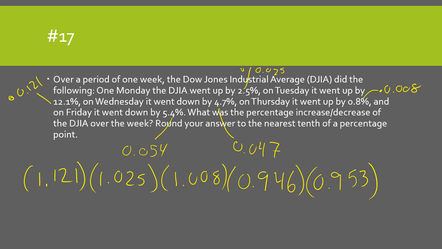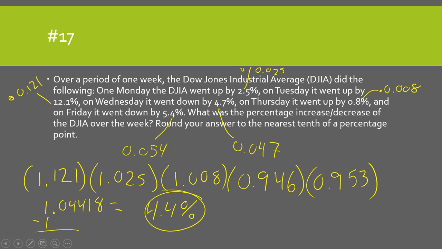And when you multiply those together, we end up getting about 1.04418. And then they want to know what's the percent increase or decrease. So you subtract 1 from this. And then you turn it into the percentage, which would be about 4.4%. So it's about a 4.4% increase.